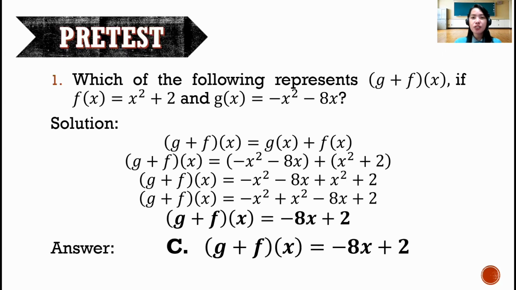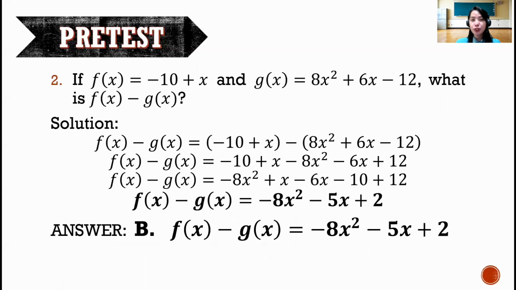I have prepared the complete solution for pre-test. There are 5 items in here. Number 1, which of the following represents the quantity g plus f of x if the f of x is equal to x squared plus 2 and g of x is equal to negative x squared minus 8x? That is the solution. Final answer, it's letter C. The quantity g plus f of x that is equal to negative 8x plus 2.